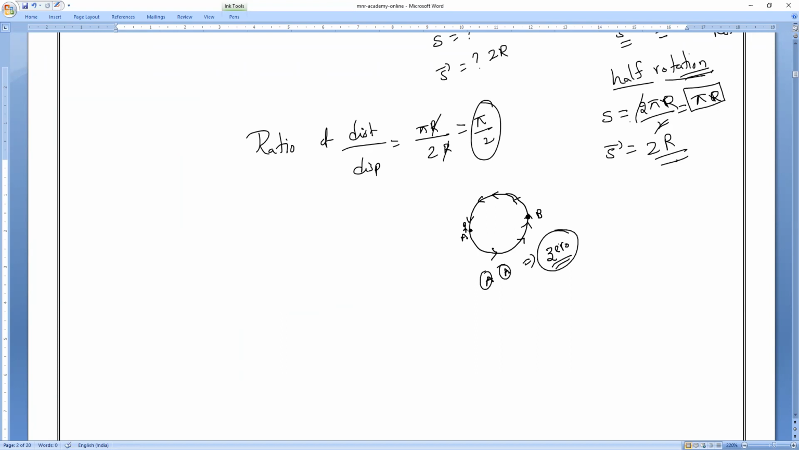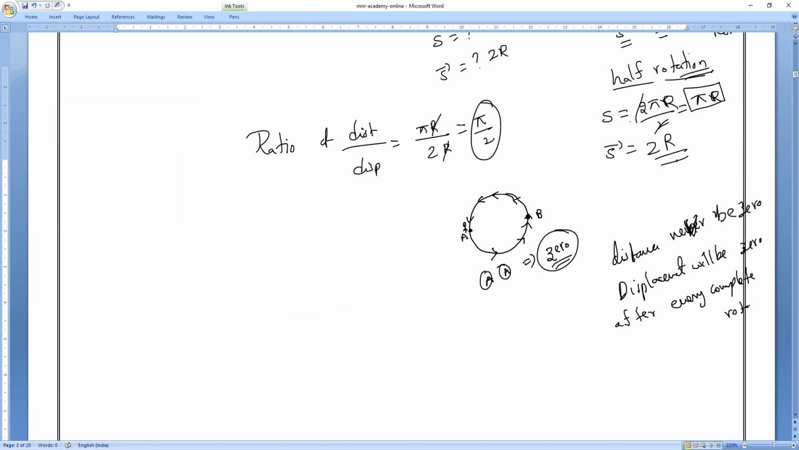So keep it in mind always: distance will never be 0. Understand? But displacement will be what? 0. Displacement will be 0 after every full rotation. Do you understand? After every complete rotation.